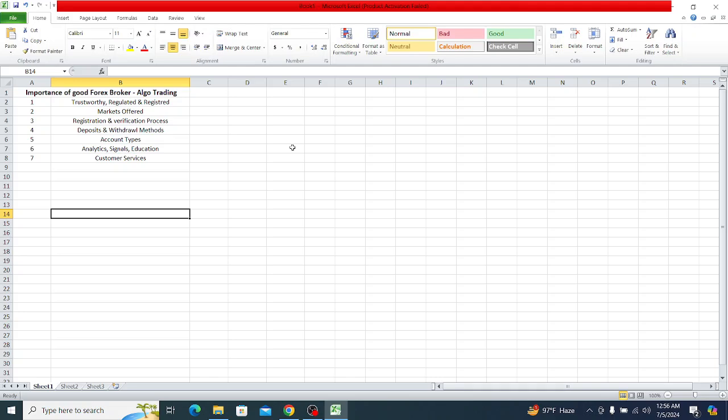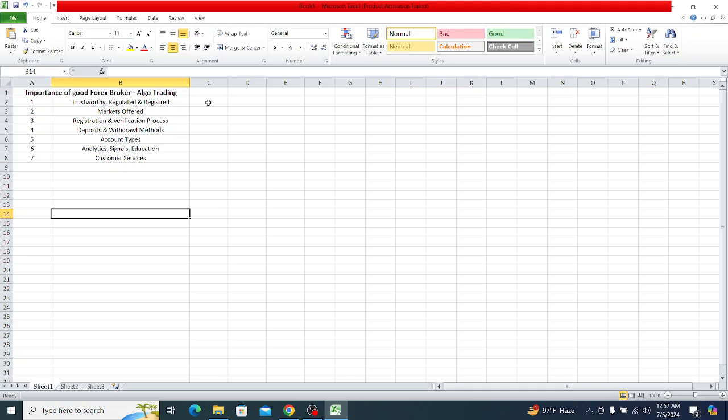For algo trading, we usually go for a particular account type. We will be discussing it in the next video, but just a hint that we always go for a low spread and swap free account. We try to look for something which is swap free and which has a very low spread.